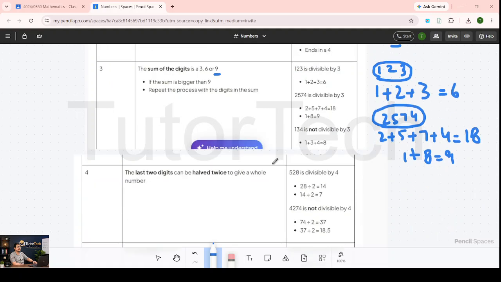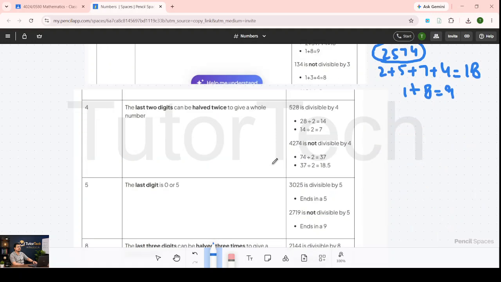Very simple. After that, we need to find out if a number is divisible by 4 or not. The rule is the last two digits can be halved twice to give whole numbers. Like the first example here, 528. We need to see the last two digits. In 528, the last two digits are 28.